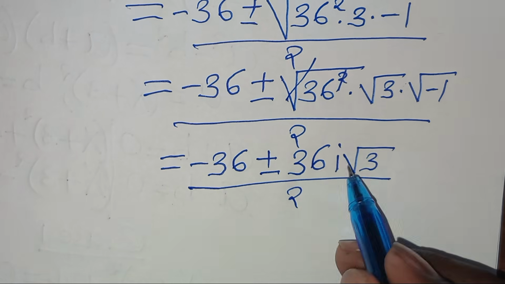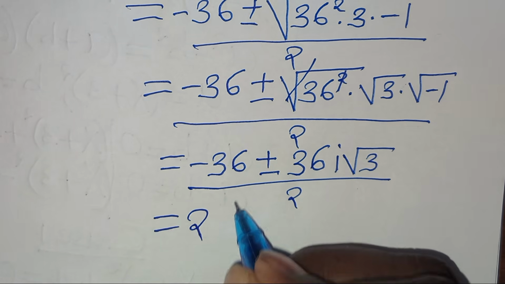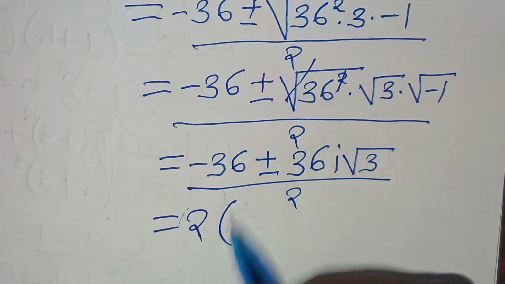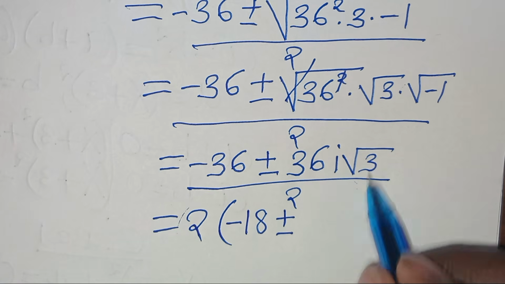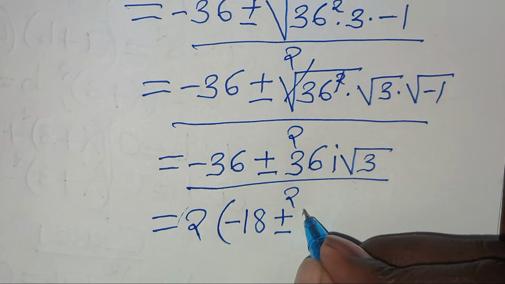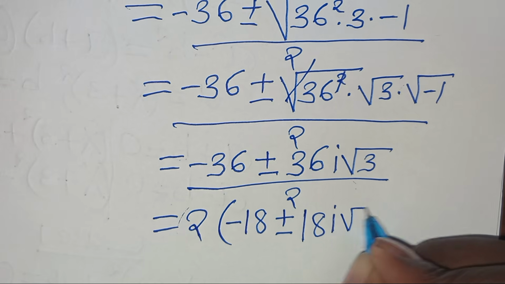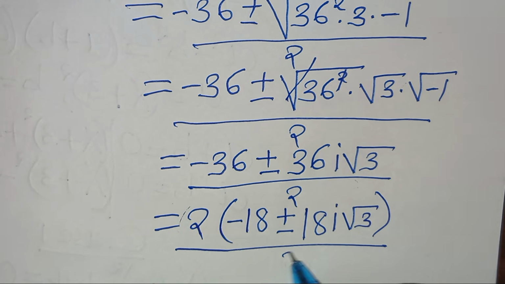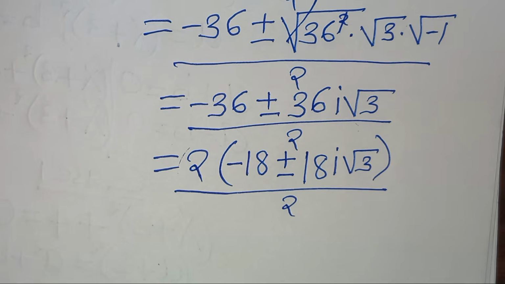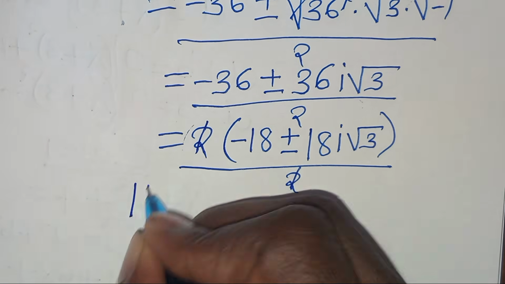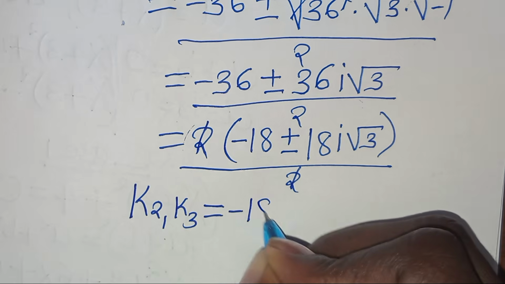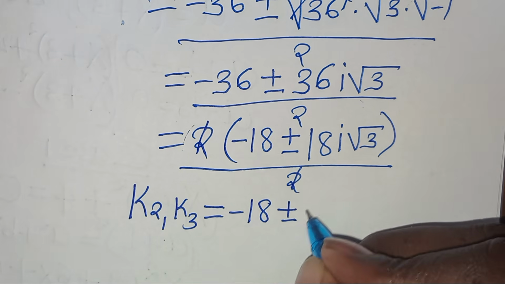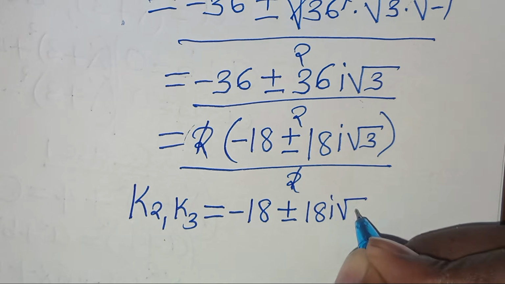In the numerator, 2 is common, so we can factor out 2, so that we have minus 36 divided by 2, which is minus 18, plus or minus 36i square root of 3 divided by 2, which becomes 18i square root of 3. Let's simplify: 2 and 2 cancel, so that k2, k3 is equal to negative 18 plus or minus 18i square root of 3.